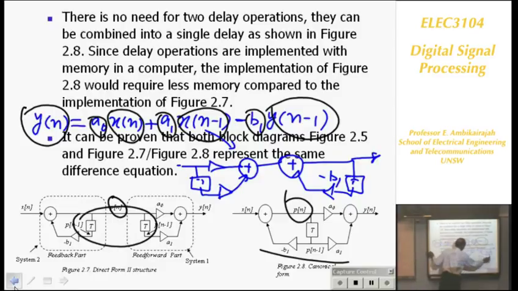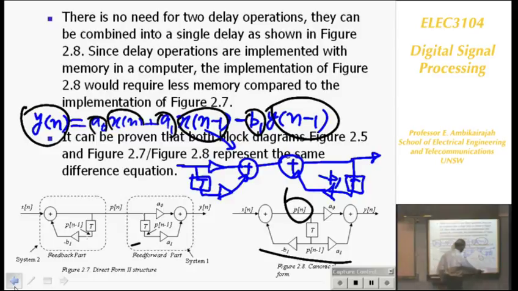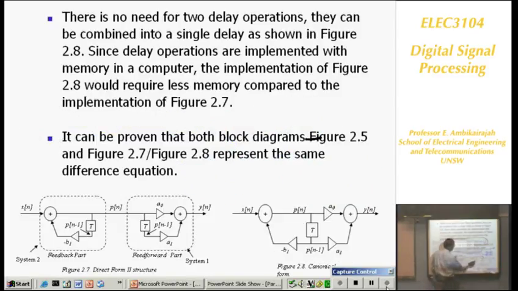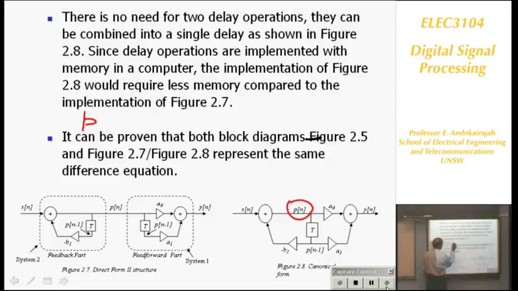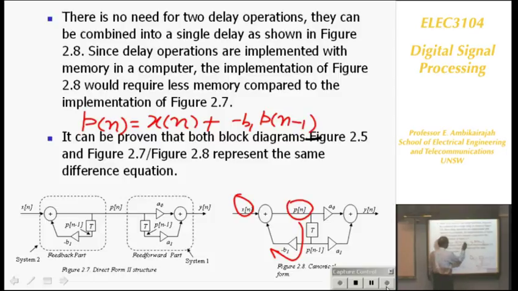Next page shows it. It writes an equation for that. So how do you write the equation for it? I have to write an equation for this. What is Pn? I can say Pn is equal to xn, that part, plus this part, which is minus b1 Pn minus 1. So these two will now join together and they will become minus b1 Pn minus 1.